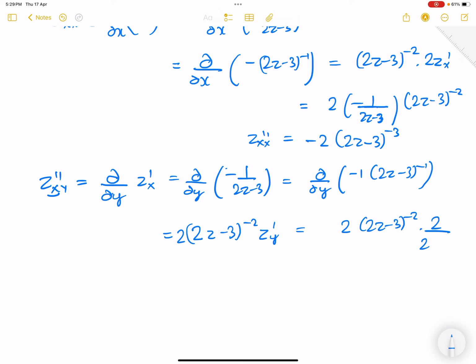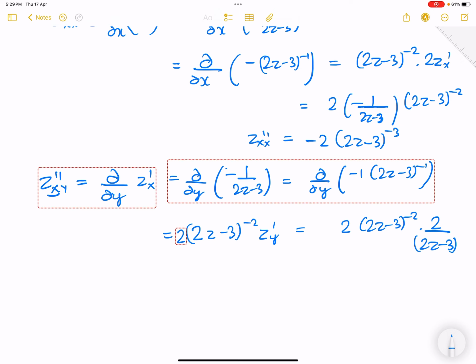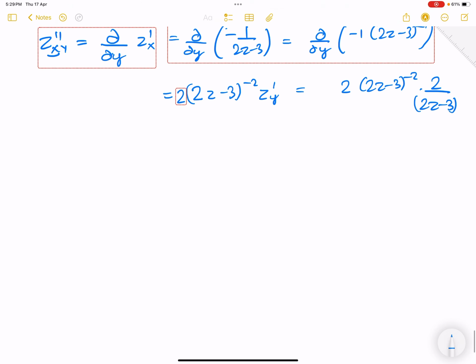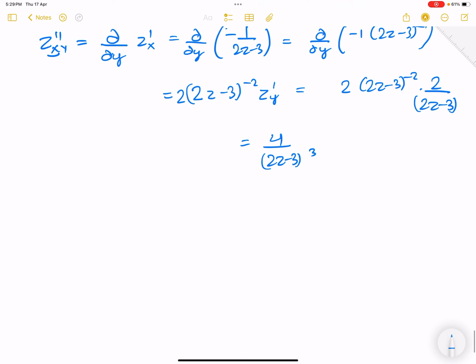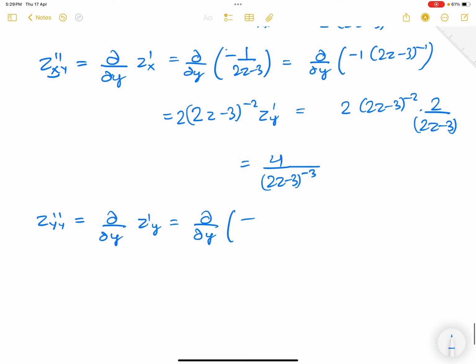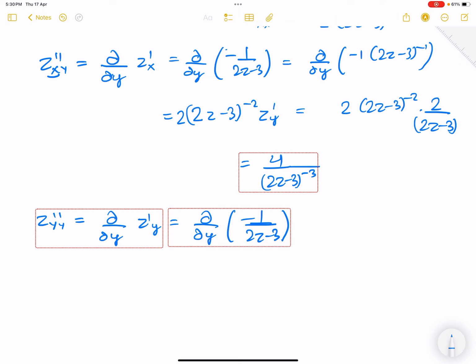Okay, so what we have is 4 upon 2z minus 3 to the power -3. Similarly, we can find for z y y double dash, which is del by dy into z dash y, which is d by dy into z dash y was -1 upon 2z minus 3. I hope you can solve this. So I'm giving you 2 minutes to solve this.